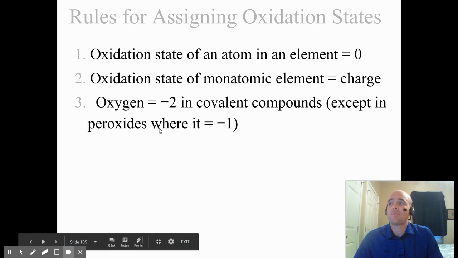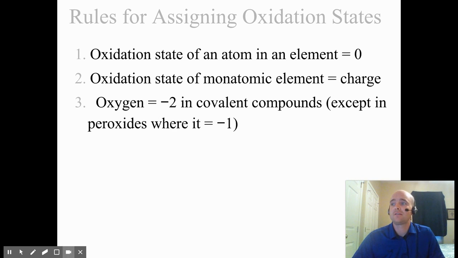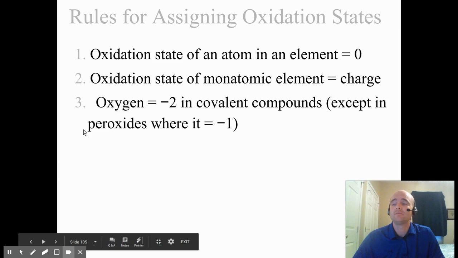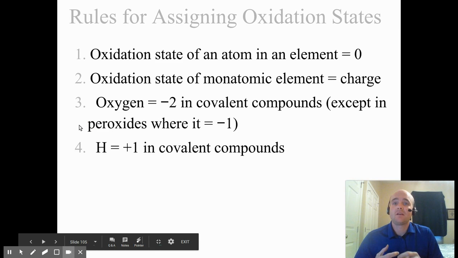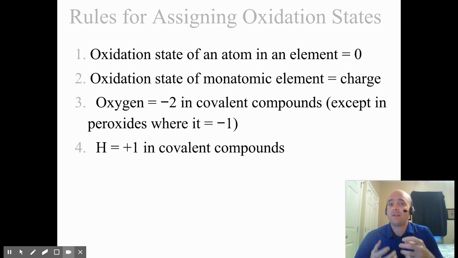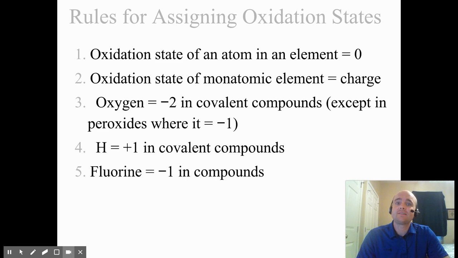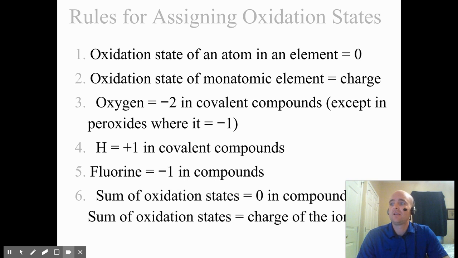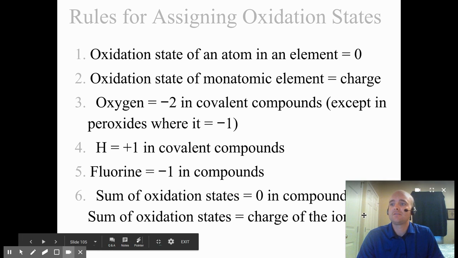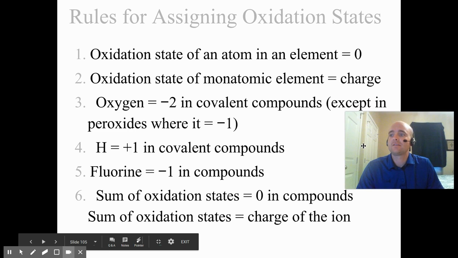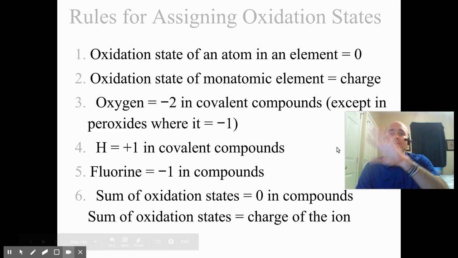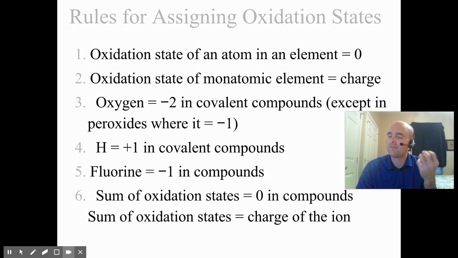And if it's in a peroxide, like hydrogen peroxide, H2O2, its oxidation state is now going to be -1. Hydrogen is going to be a +1. Fluorine is -1. And the sum of the oxidation states is going to be 0 for the whole compound, or if it's an ion, the sum is going to be the charge of that ion.